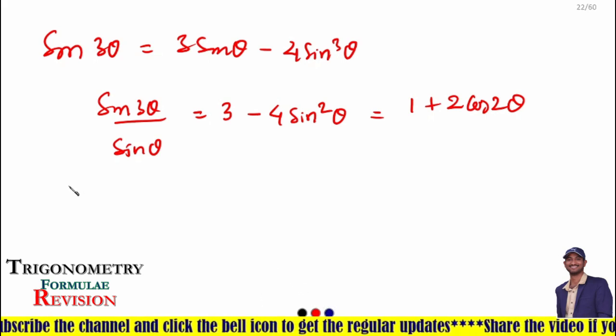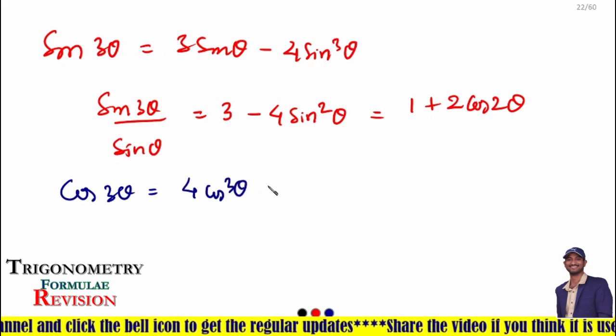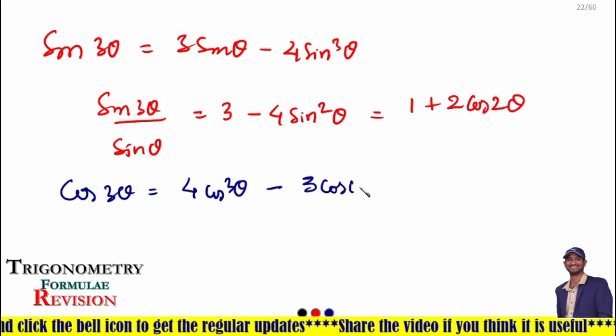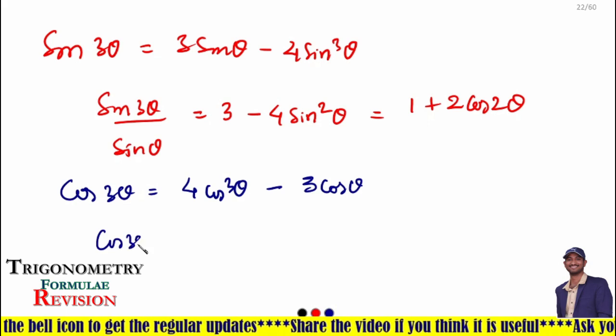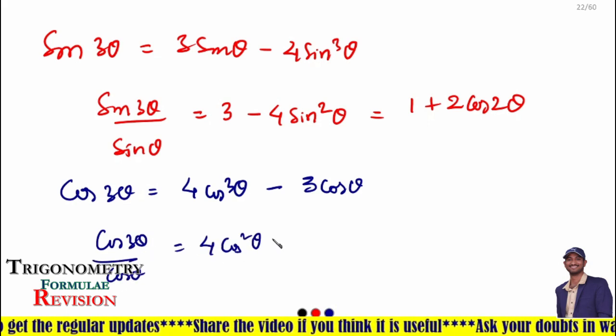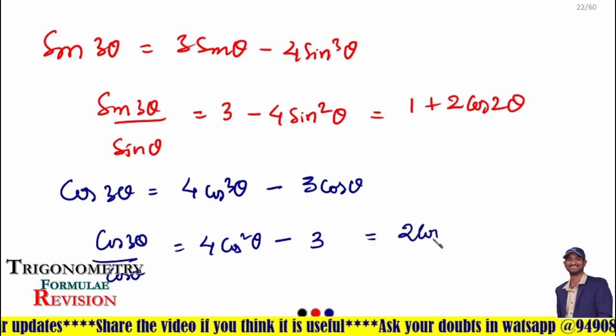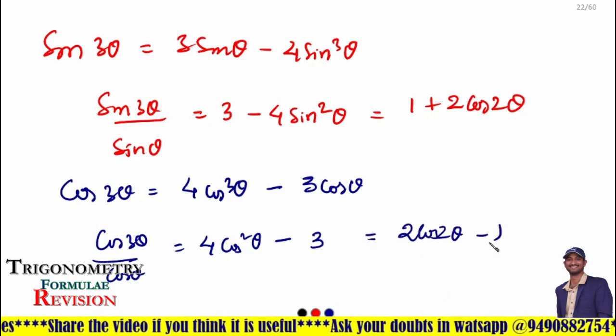Next, what is the value of cos 3 theta? It is equal to 4 cos cube theta minus 3 cos theta. So cos 3 theta by cos theta is equal to how much? 4 cos square theta minus 3, which is equal to 2 cos 2 theta minus 1.